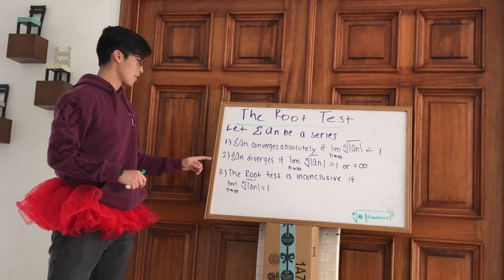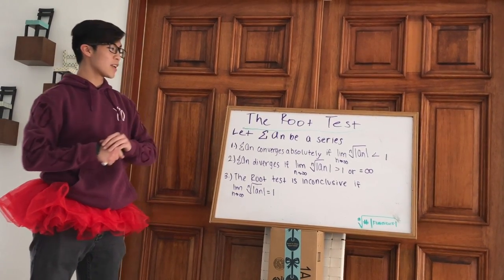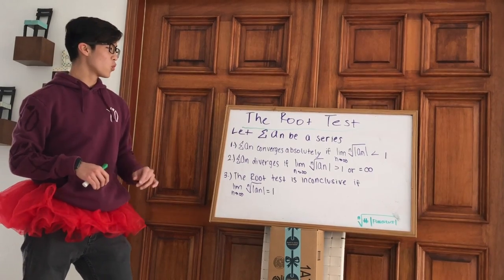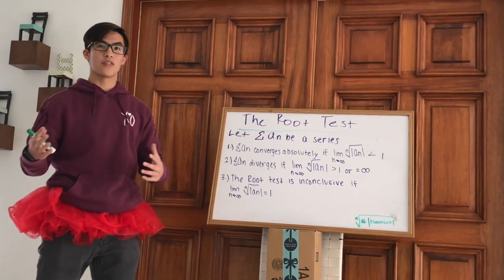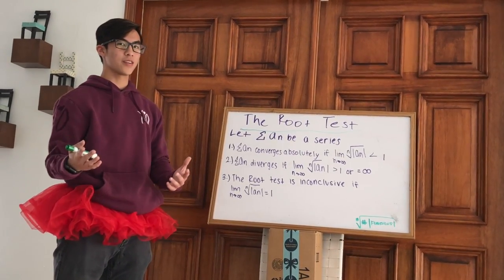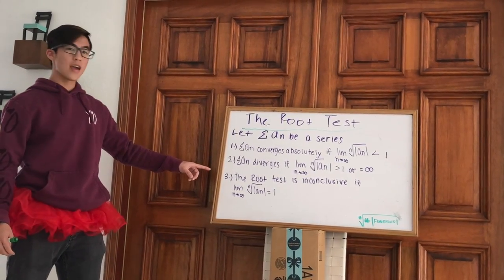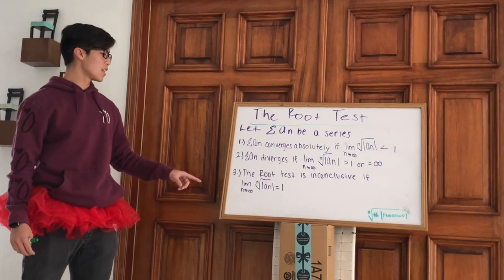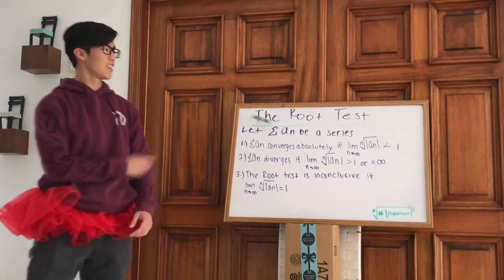Two, the sum of a sub n diverges if the limit as n approaches infinity of the nth root of the absolute value of a sub n is either greater than 1 or infinity. Which is easy to remember, because infinity is greater than 1. Number 3, the root test is inconclusive if the limit as n approaches infinity of the nth root of the absolute value of a sub n equals 1. There you go, class.